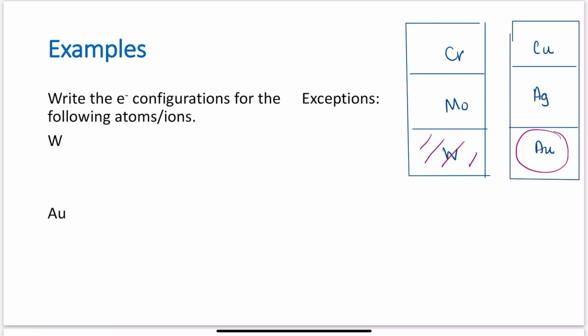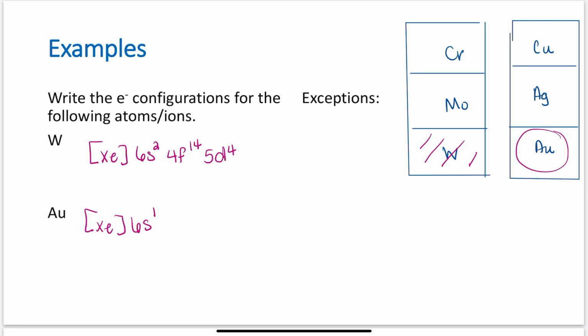So tungsten's actual electron configuration is xenon 6s2 4f14 5d4. But gold is xenon 6s1 4f14 5d10. So notice gold does promote while tungsten does not. And again, we're making hypotheses on why here, right? We know that this is the truth because we can actually quantify this, like we can measure it experimentally. So we know that these are the answers because of experimentation.